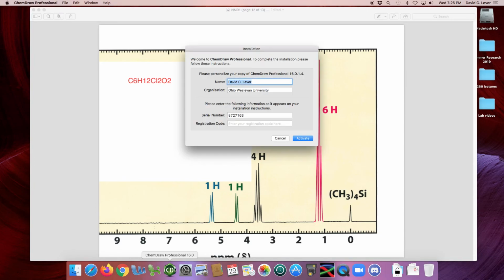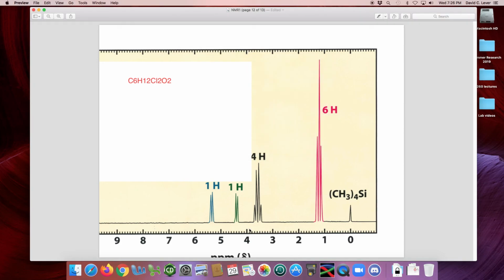So I'm going to open up ChemDraw here. Okay, I'm not going to open up ChemDraw because I have to reinstall it since the license has expired. So never mind. We're not going to do that here.